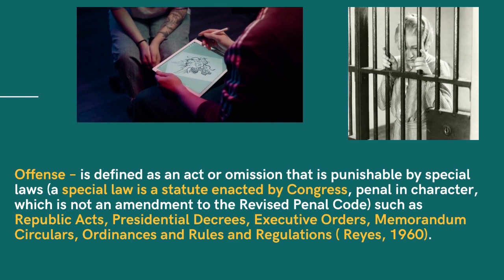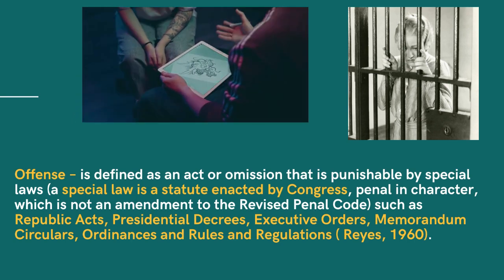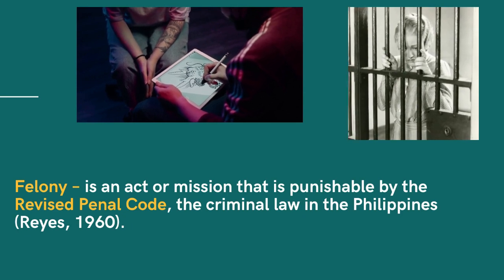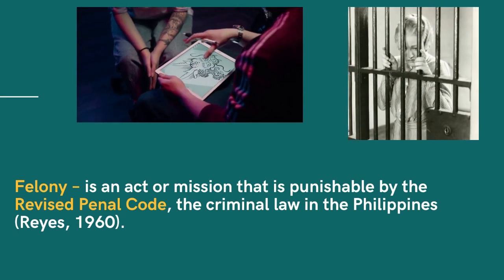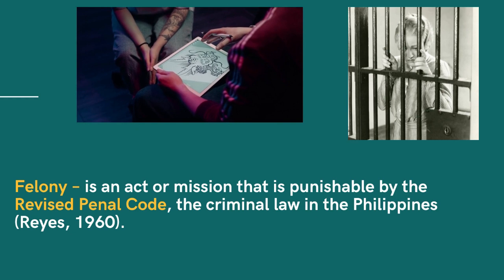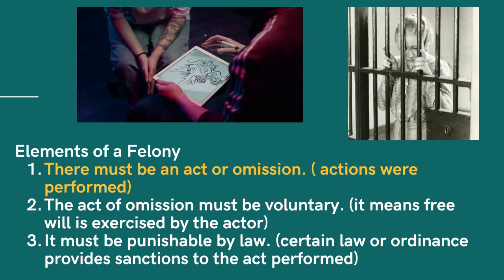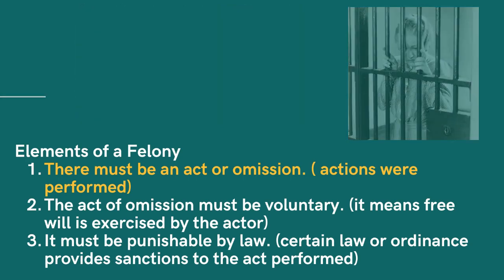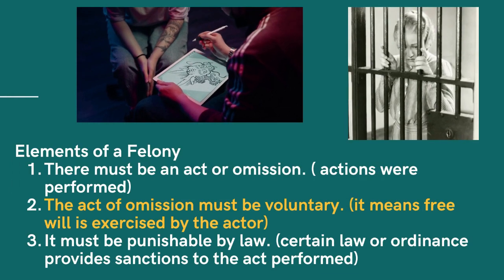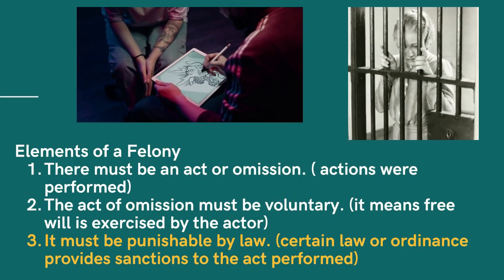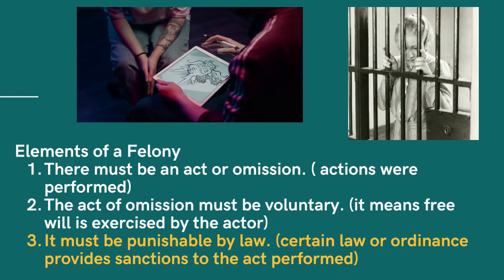Article 3, Revised Penal Code. A felony can be defined or classified as an act or omission that is punishable by the Revised Penal Code, the criminal law in the Philippines. Elements of a felony: 1. There must be an act or omission. Actions were performed. 2. The act or omission must be voluntary. It means free will is exercised by the actor. 3. It must be punishable by law. A certain law or ordinance provides sanctions to the act performed.